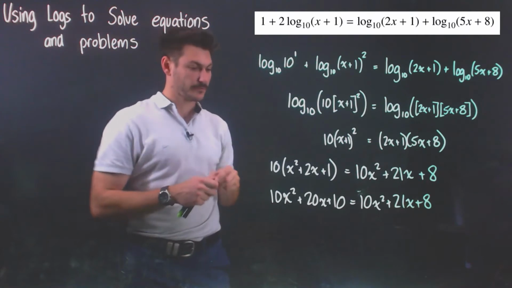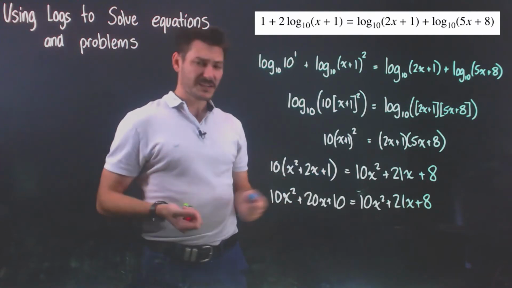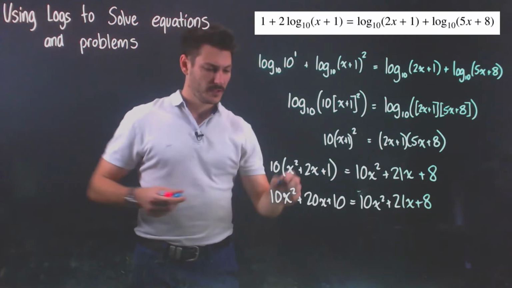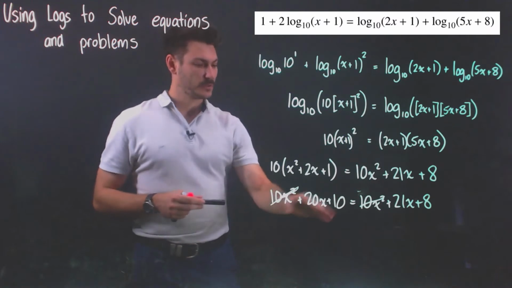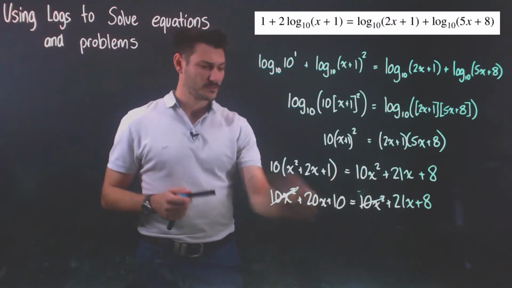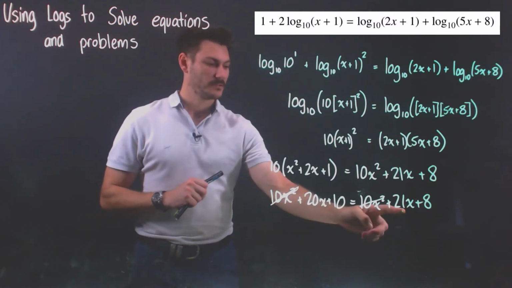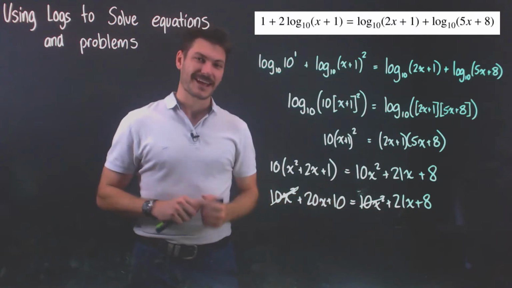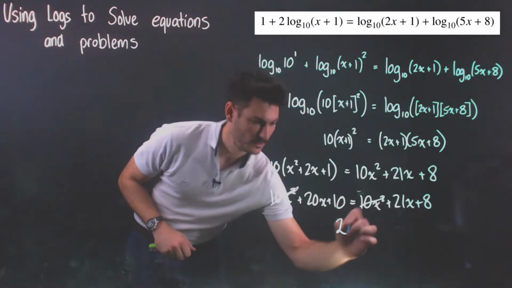Okay, I've got a bit of simplifying I can do now. There's a 10x squared on both sides of my equation, so they are going to cancel one another out. On the left, I have 20x plus 10 must be equal to 21x plus 8. So I'm going to subtract 20x from both sides, which will remove this term and reduce that to just x. And I'm going to subtract 8 from both sides also. So 10 minus 8 is going to be 2.